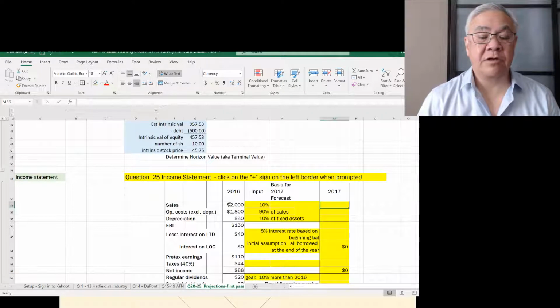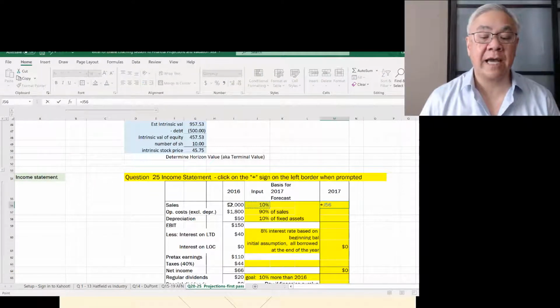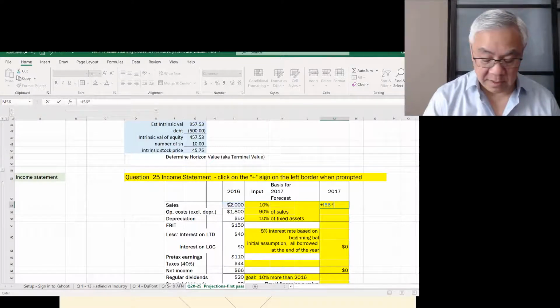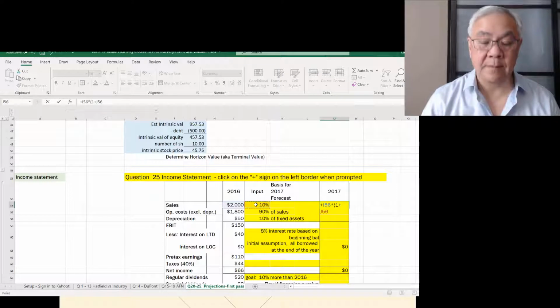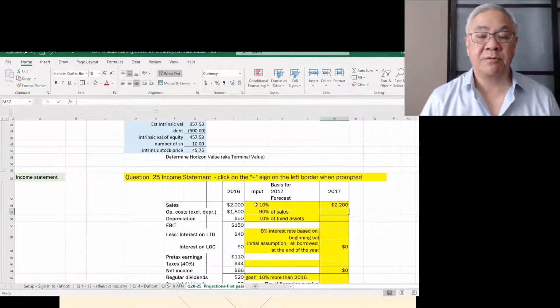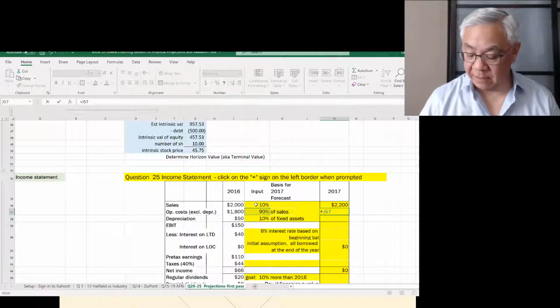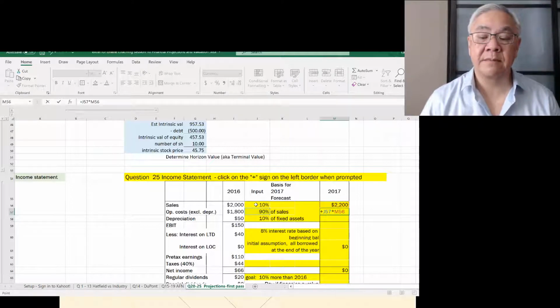So we're good to go. Let's start forecasting the income statement. So sales are last year's sales times 1 plus the growth rate of 10%. 2,200, we've seen that before. The operating costs are 90% of that number of sales.